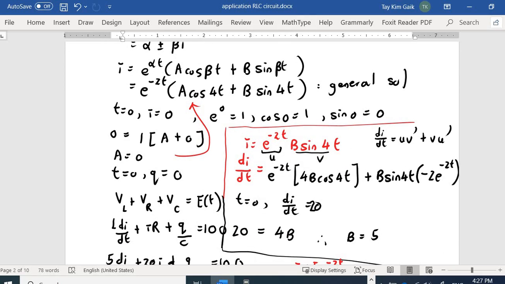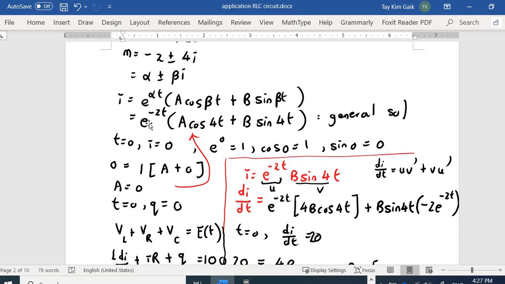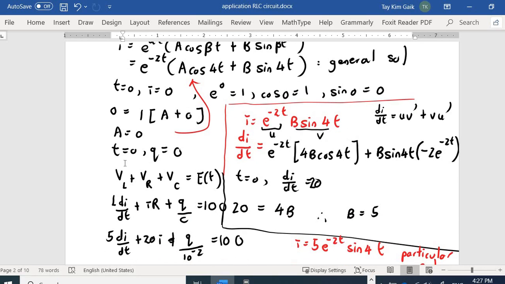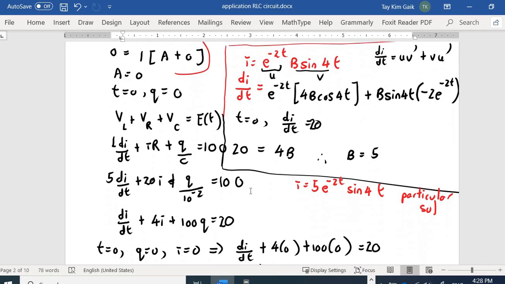which has a complex root. So we get I is e to the negative 2t times A cos 4t plus B sin 4t. This is a general solution. And then when you plug in t equals 0, I equals 0, we found A equal to 0. It reduces to I equal to e to the negative 2t B sin 4t. To solve for B, we need to use the second initial condition, which is when t equals 0, Q equals 0. But here it is in terms of I, and we know V_C is actually Q over C. That's why we plug in here.